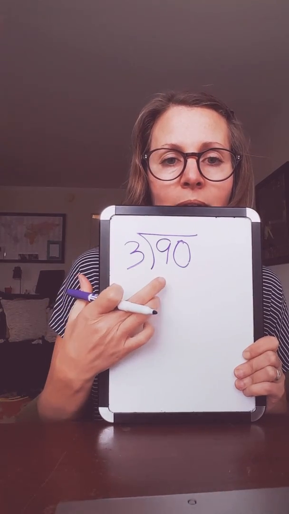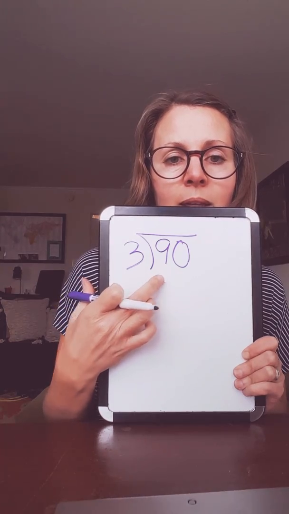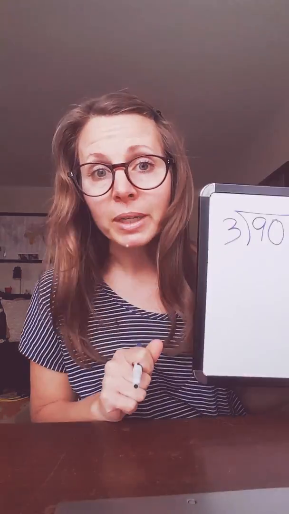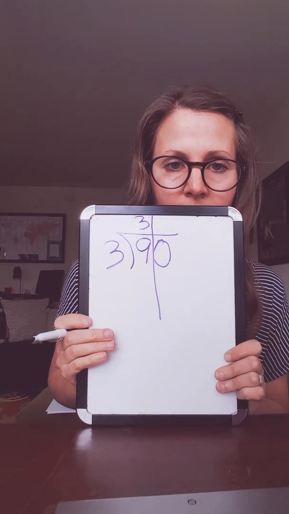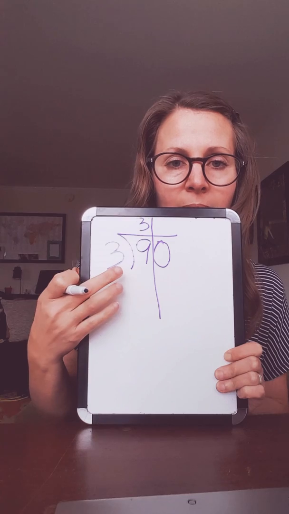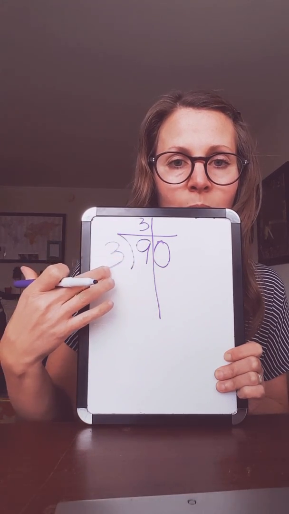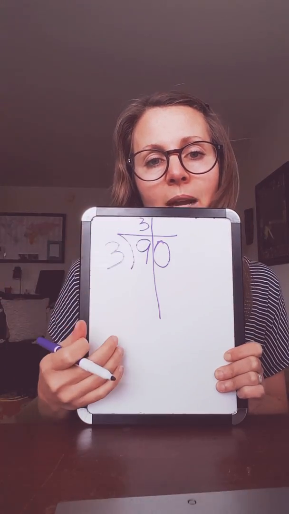3 this time can go into 9. How many times? What times 3 is 9? 3 times 3 is 9, sorry. But we want to make sure we're putting it in the correct place value to get the right answer. So you need to put that 3 over the 9, not the 0, because we're putting the 3 into 9 right now. Okay? So the 3 goes on the top of the diving board.